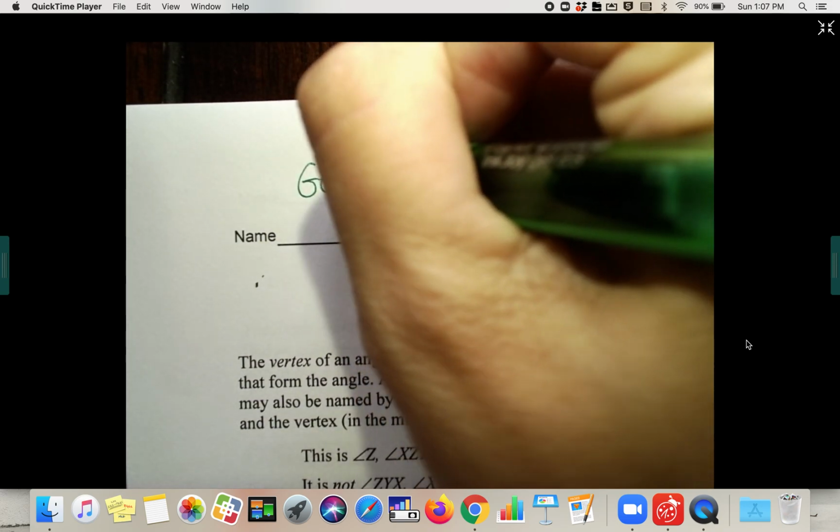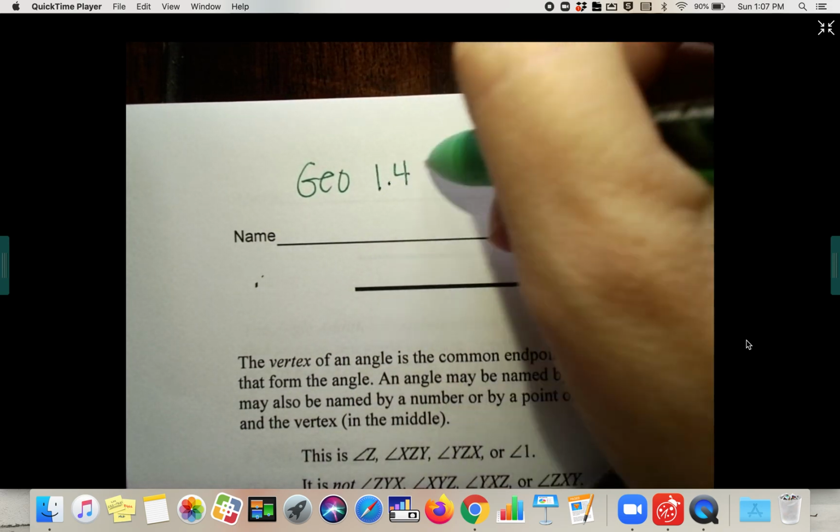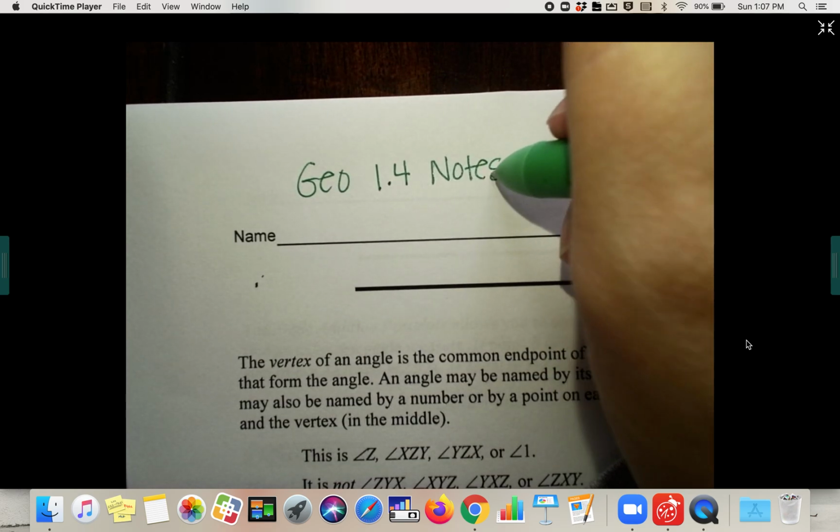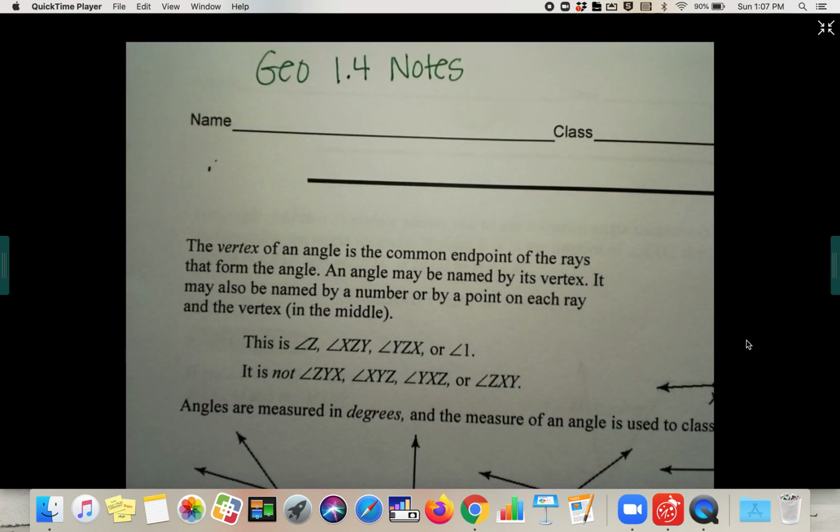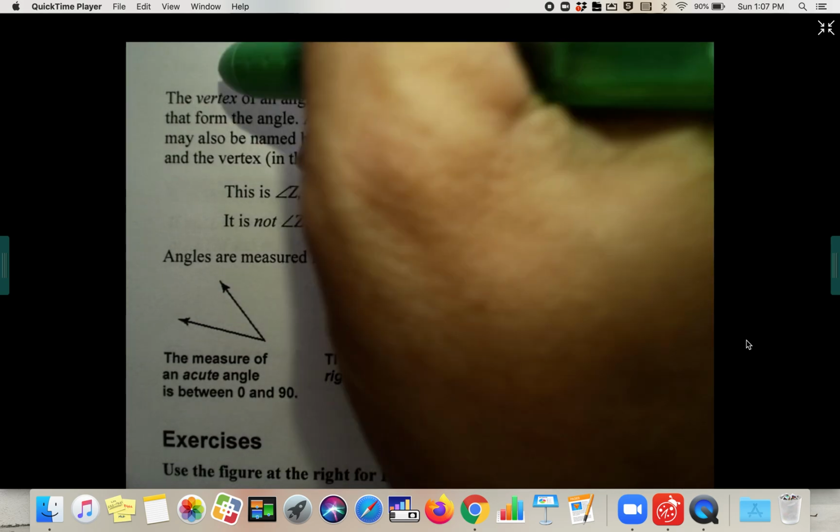Geometry notes for lesson 1.4. Okay, it starts off just by making sure you know some basic vocabulary.